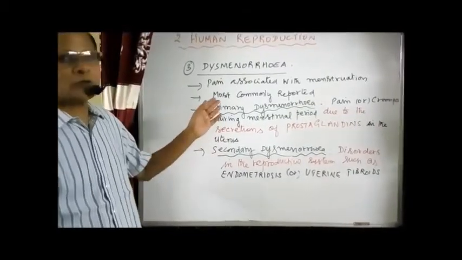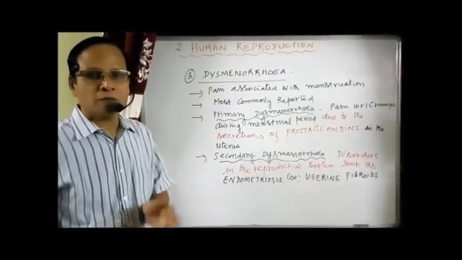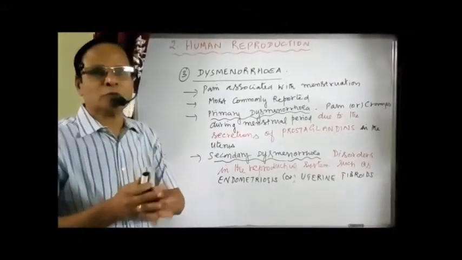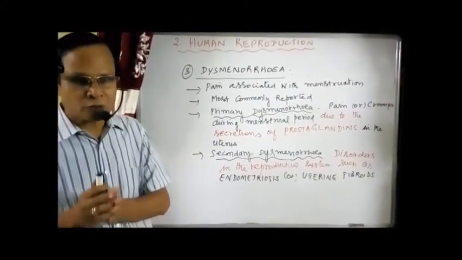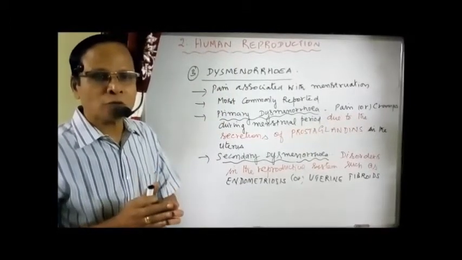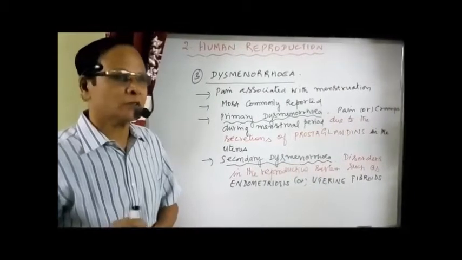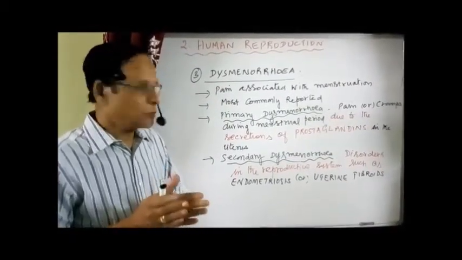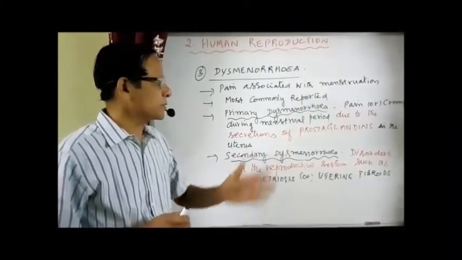Now the next menstrual disorder is dysmenorrhea. So it is actually associated with the pain during the menstrual period. When pain is associated with the menstrual period, then it's called dysmenorrhea. This is the most commonly reported menstrual disorder. Again, it is being divided into two: primary dysmenorrhea and secondary dysmenorrhea.